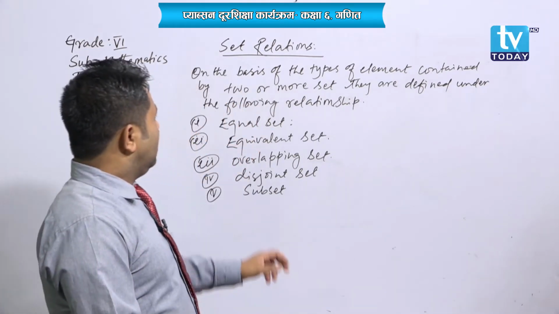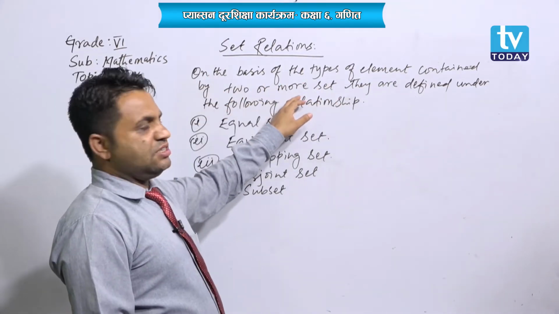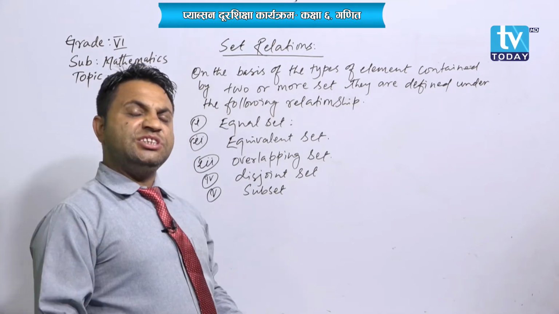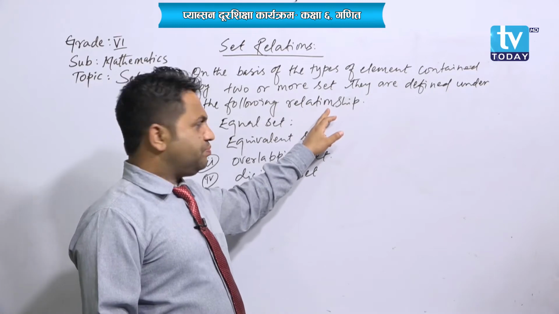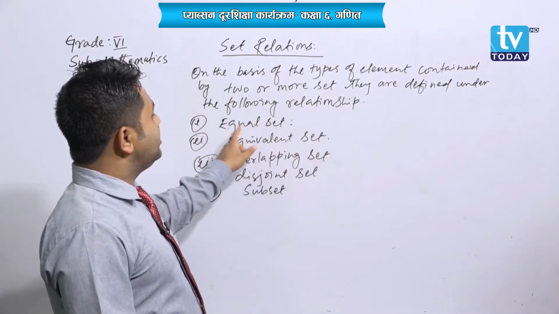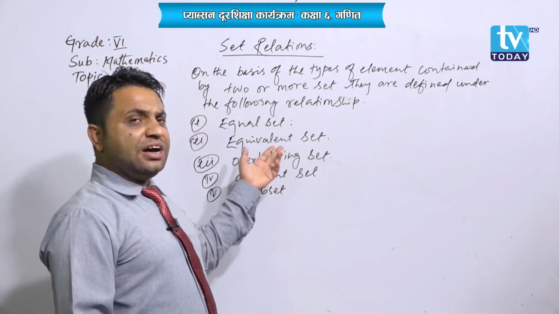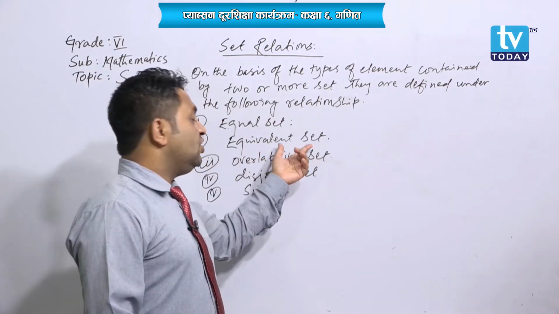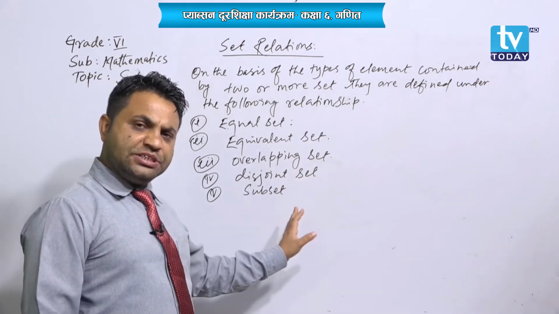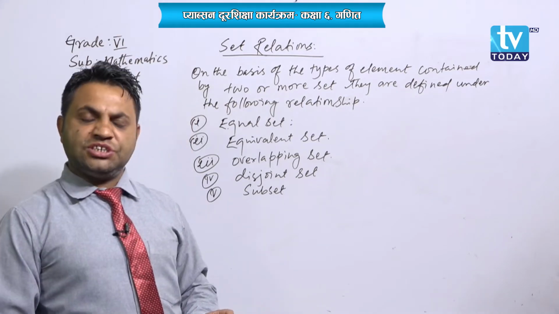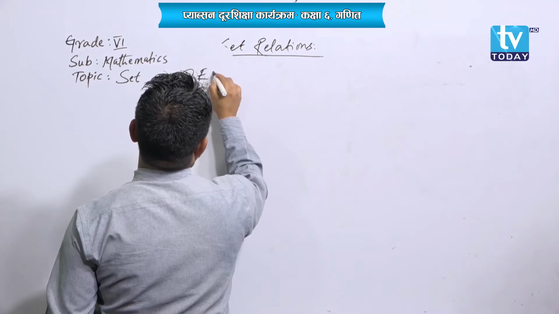On the basis of the types of elements contained by two or more sets, there may be two sets or there may be three sets. They are defined under the following relationships. Like equal set, what kind of sets are called equal sets, and what kind of sets are called equivalent sets, overlapping set, disjoint set, subset. All these things we will discuss today in detail. Number one, equal set.